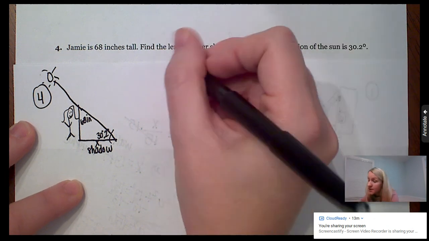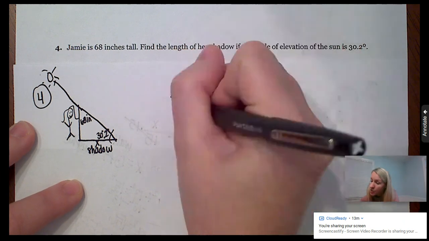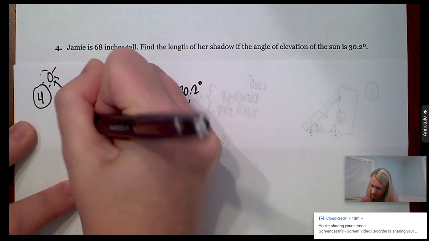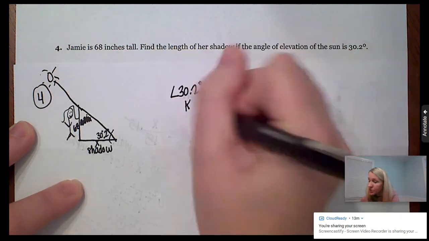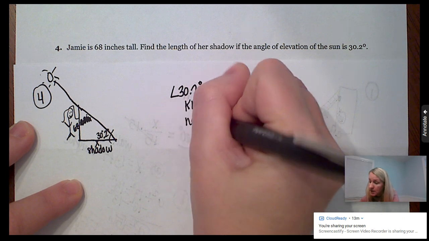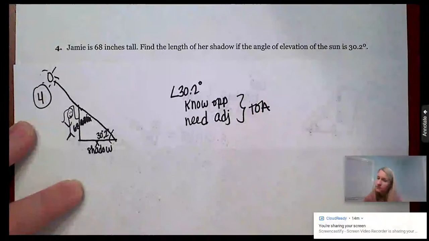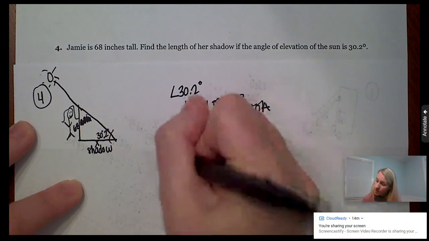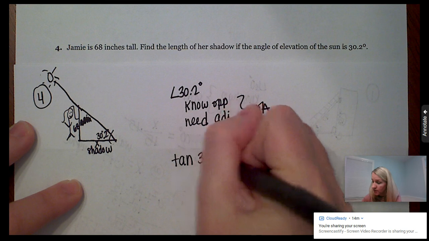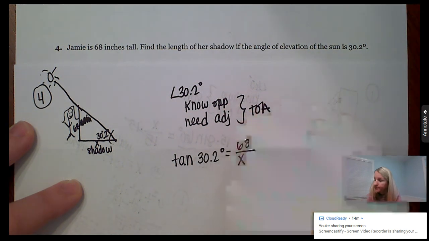So the step is from the angle 30.2 degrees. Sorry, that was kind of awkward. Let's get the angle. This is 68. Sorry, I put it in a weird spot. So we know opposite. We need adjacent. So we're going with good old TOA. My equation comes from TOA. Tangent of the angle equals opposite over adjacent.